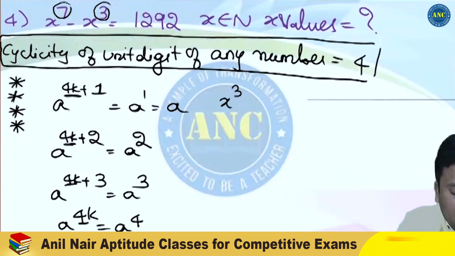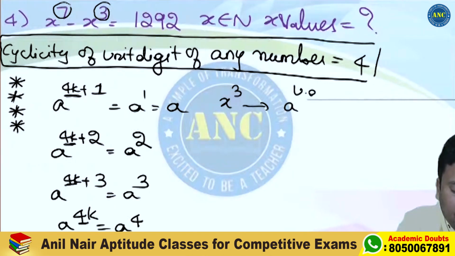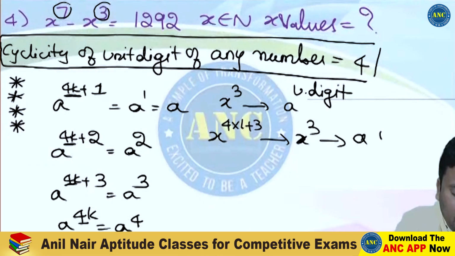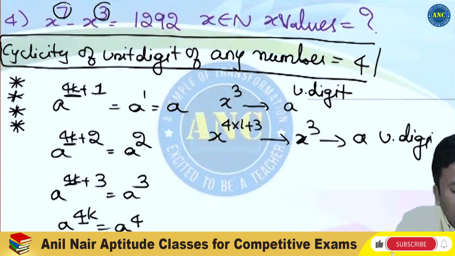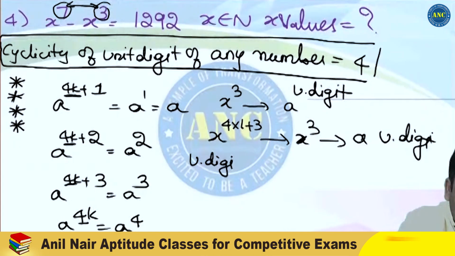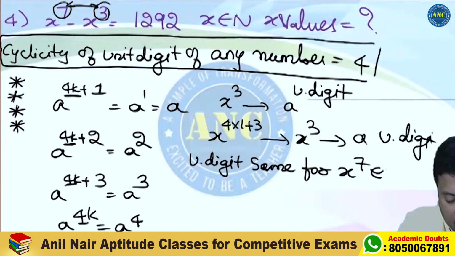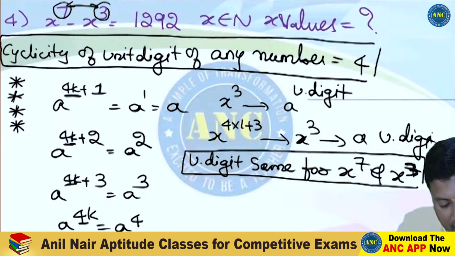That means if x cube unit digit is A, then x power 7 is x power 4 into 1 plus 3, that is 4k plus 3, whose unit digit is again formed out of x cube. X cube unit digit is A. Because the difference between the powers is nothing but 4, the unit digit will be same for x power 7 and x power 3.